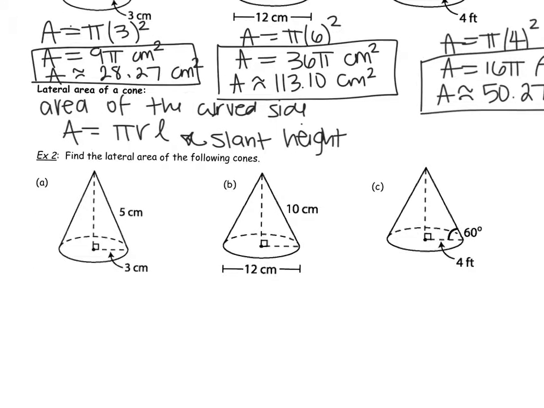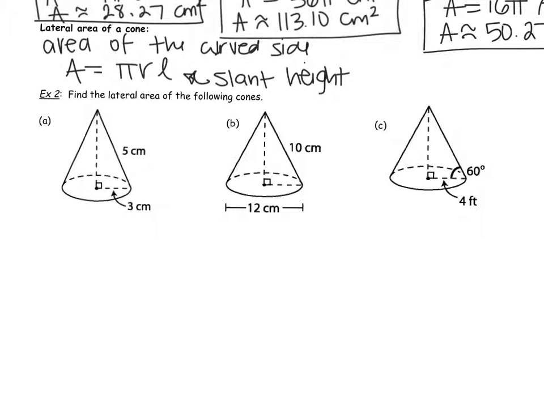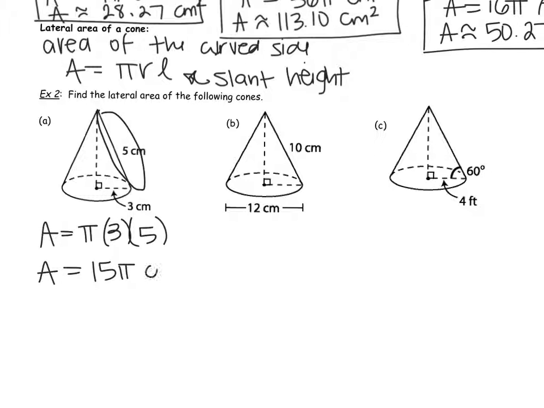So let's go ahead and find our lateral area of our cones. So that means we need to know the slant height. So that's the height along the side. So when it comes to our area, we have pi times our radius 3 times our slant height 5, which is going to give us an area of 15 pi centimeters squared, which is approximately 47.12.